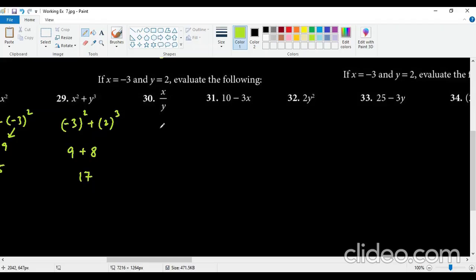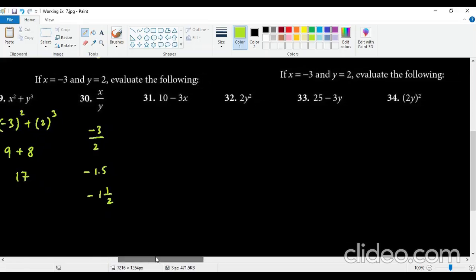Now it's the operation of division. Negative 3 is divided by a 2. So it's going to give you a negative 1.5, or you can write negative 1 whole 1 over 2. Both are the same. Next comes 31.